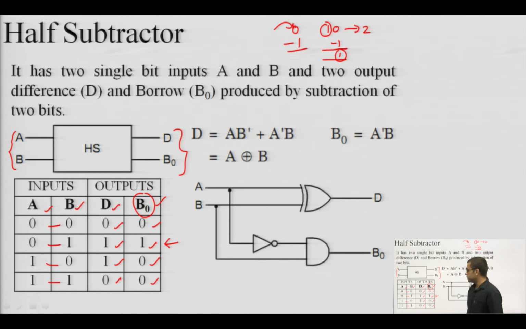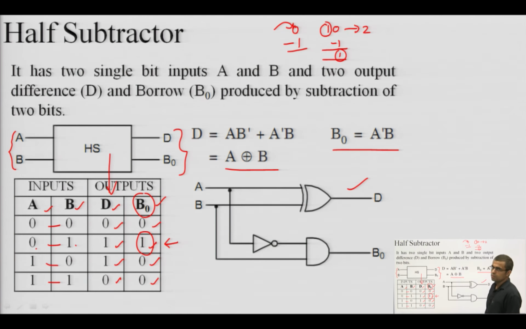Now, again we can translate this truth table into expressions by looking at these columns. If I check this column for D, I can see that the expression is similar to the sum, which is the XOR of A and B. Similarly, this B naught has a single high entry here, which corresponds to A equal to 0 and B equal to 1, that means B naught is equal to A bar B. That is why we have prepared the circuit. This is the XOR of A and B similar to the sum, and this is A bar using a NOT gate and B multiplied together to generate the borrow. So, this is the half subtractor circuit.